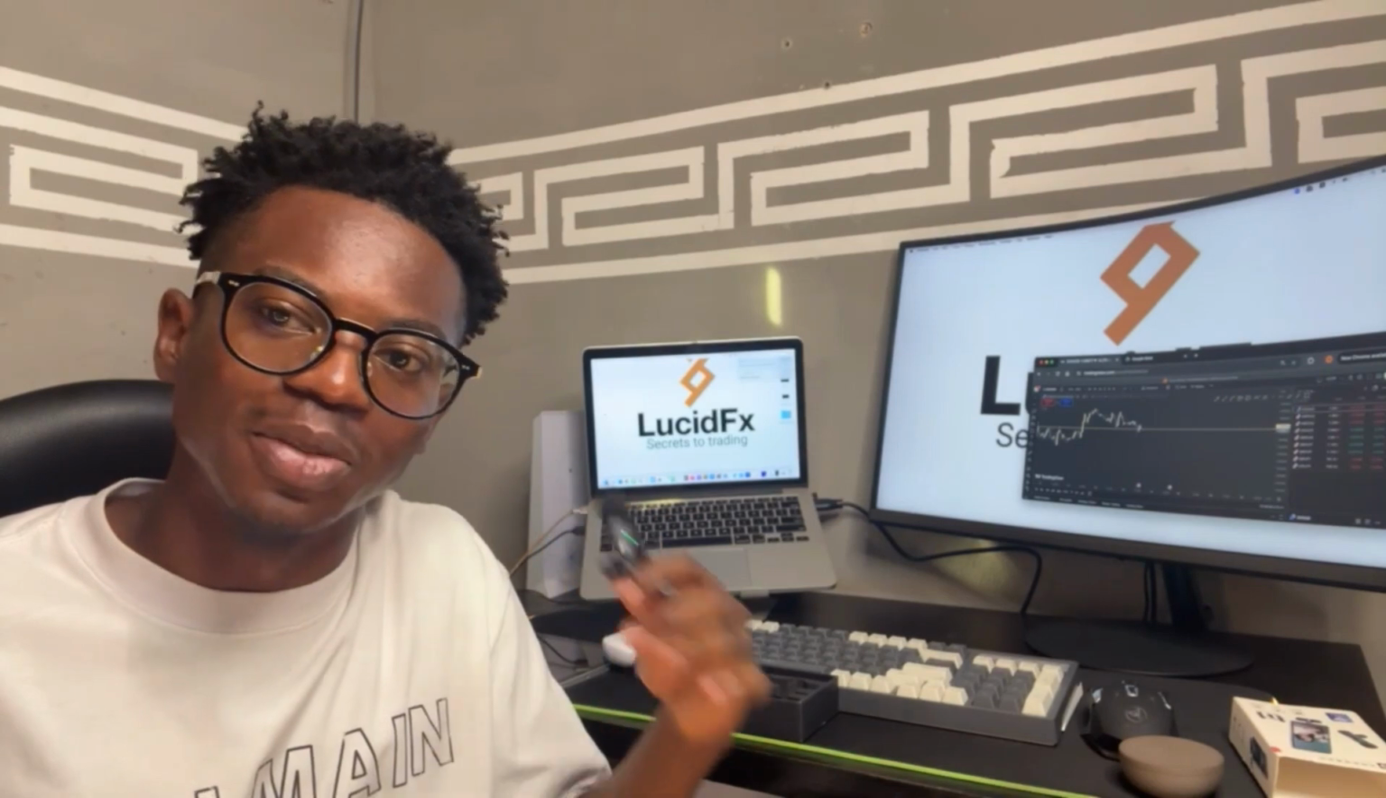Today we will talk about how to spot liquidity grabs like a pro, right? But before we do that, you need to understand the meaning of liquidity. And then you also need to understand the meaning of inducements, right?